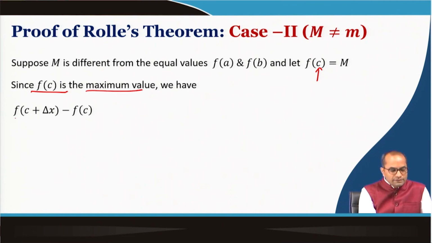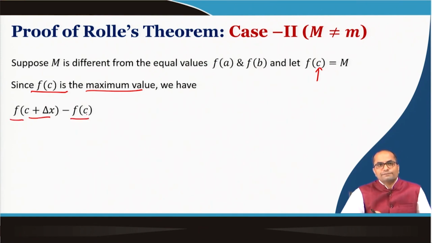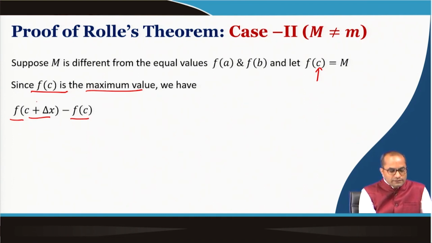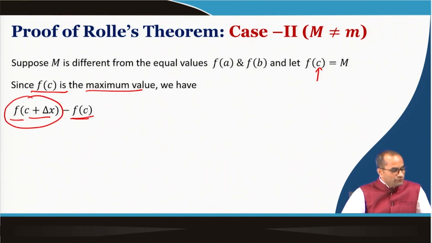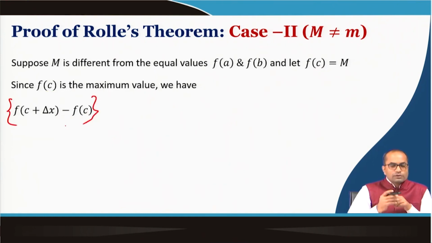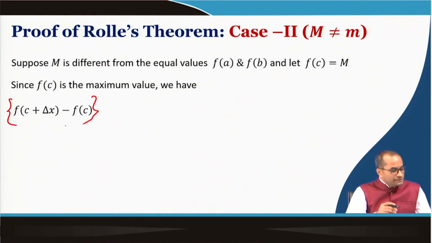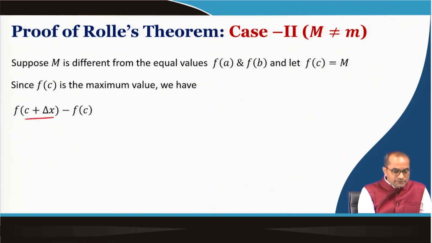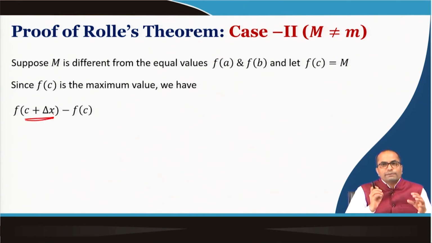So, what we have is f of c plus delta x minus f of c. If we subtract f c from f of c plus delta x, then what will be the sign of this expression here? Because f of c plus delta x is a point in the neighborhood of this c.